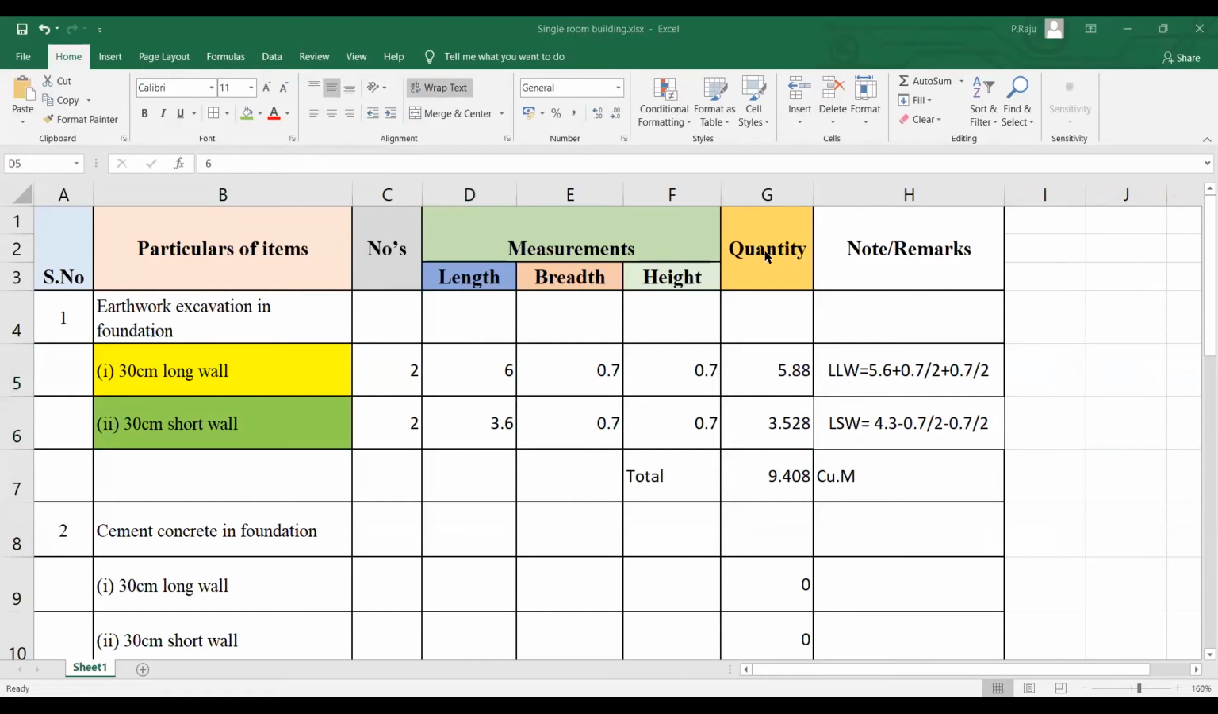5.3. Okay, sorry. Which one is 5.3? Sorry, here it is 5.3. Yeah, correct. So 5.3 plus 0.7 by 2 plus 0.7 by 2, and short wall is 4.3 minus 0.7 by 2 minus 0.7 by 2. So this is how we have obtained the length. Breadth and height are obtained from the cross section. Length is obtained from the plan at that particular level. Very good. So here we have got the calculation for earthwork excavation in foundation.